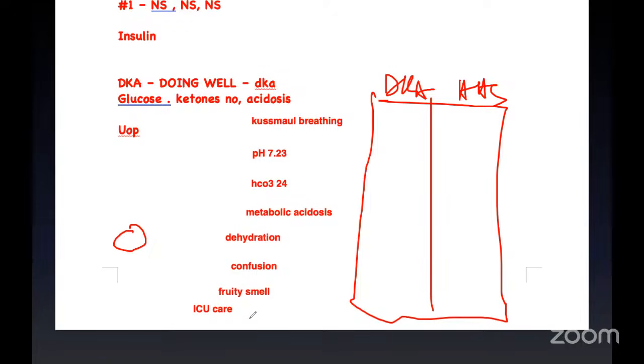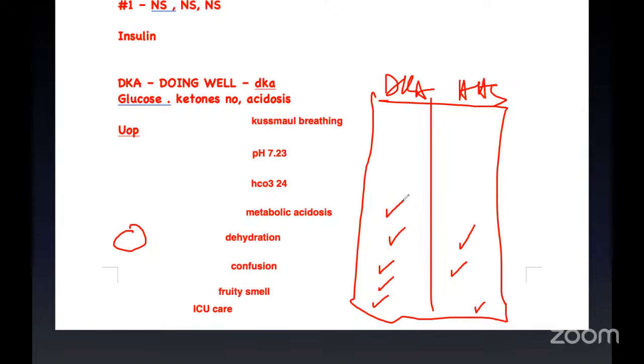This is to summarize everything before I leave you guys. Well, all of them are going to need ICU care, right? Who is going to smell fruity? DKA. Who is going to get confused? Both of them, if it's severe. Who is going to get dehydrated? Both of them. Who is going to have metabolic acidosis? It's DKA.